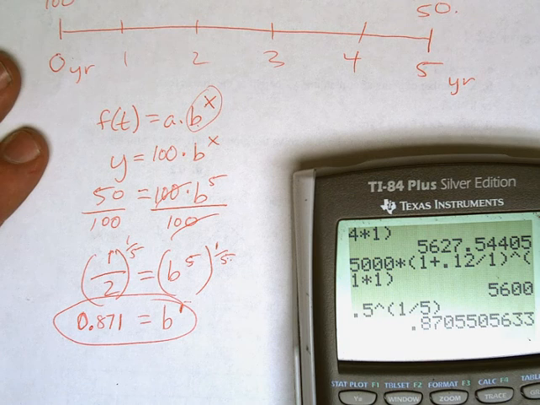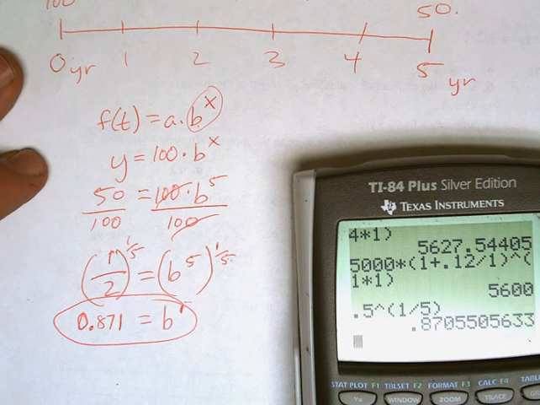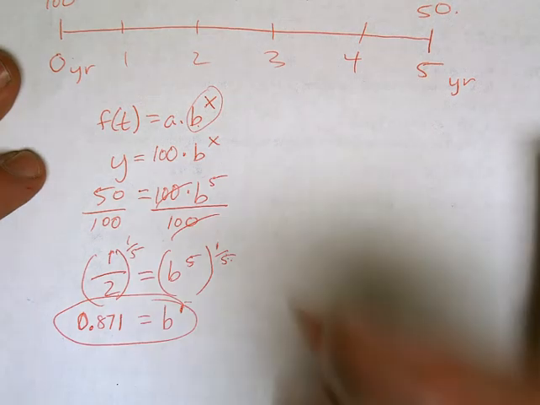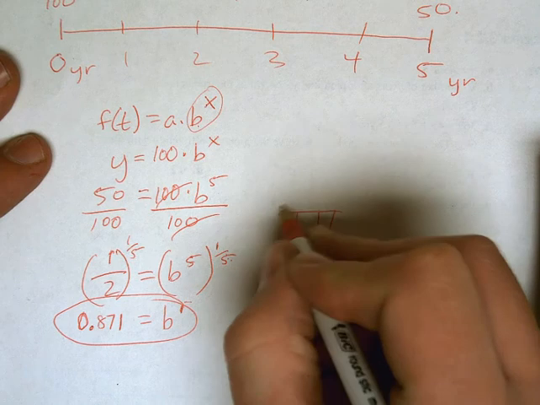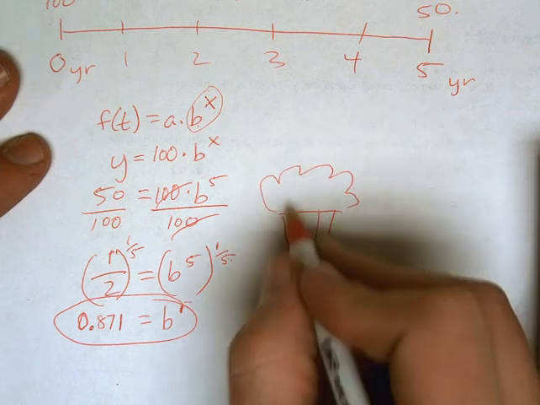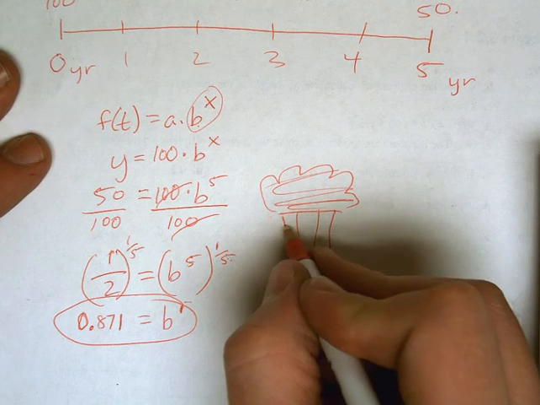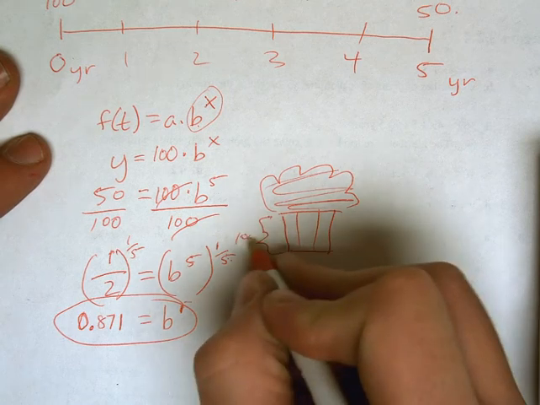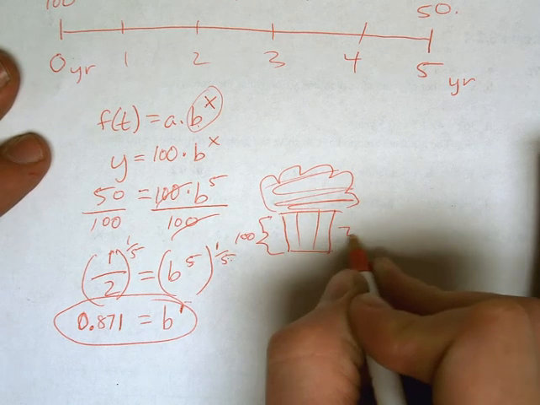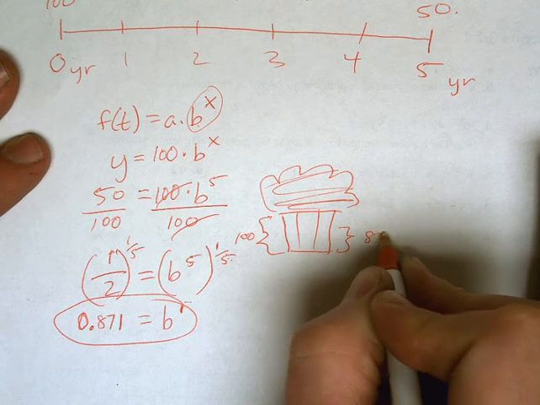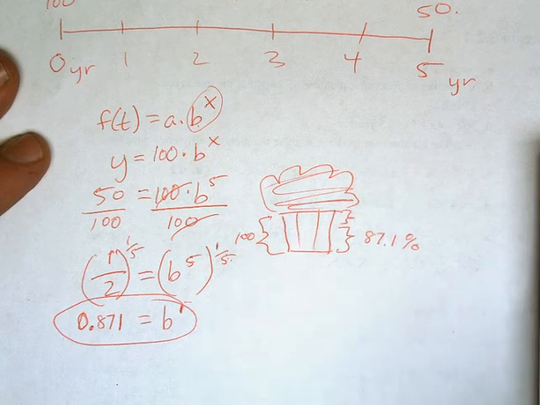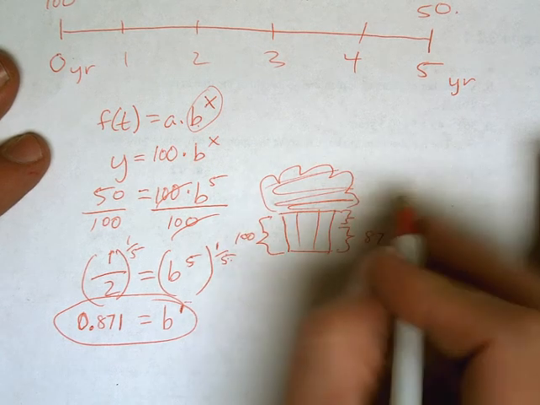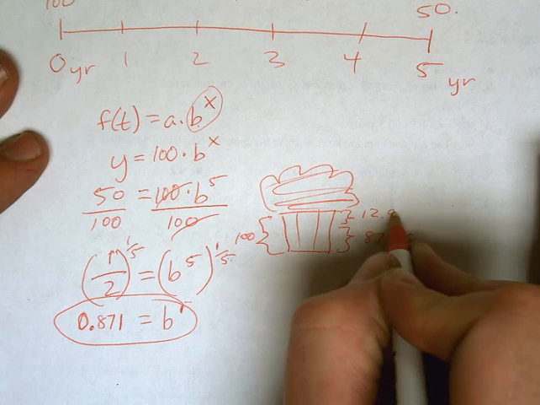Now if they want to know what our annual percent of decay is, then we have to focus on this a little differently and think about a muffin. So actually this muffin's decaying, so we had 100%. Now we only have 87.1%. So this little part here is just going to be 100 minus 87.1, which is going to be 12.9%.